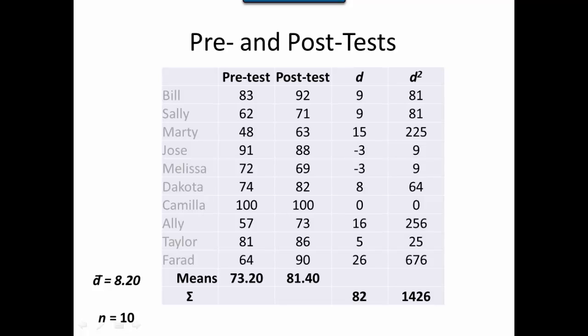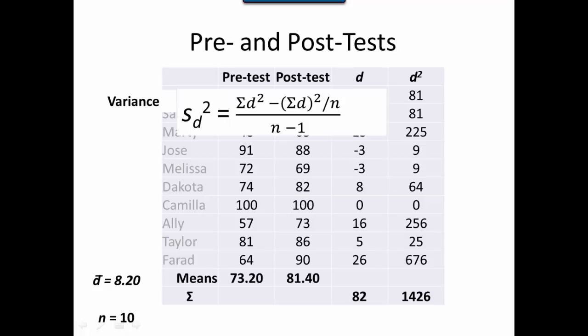I know that my n is 10 because I have 2 sets of scores for each of 10 children. My n is not 20 with the dependent test. I have 10 subjects, and I've got everything I need to actually calculate my test statistic. So if I look at the raw score for variance, remember that's the first step.